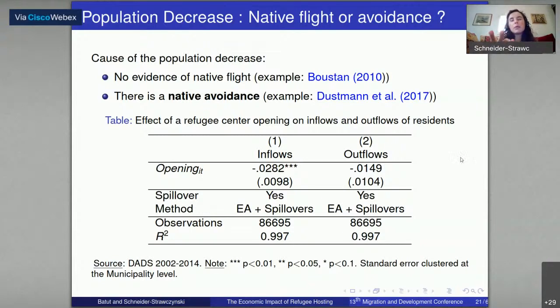And here in that table, you can see that we do not find evidence of an increase in outflows, so we don't have a native flight, but what we have is really a native avoidance effect, with a decrease in inflows of around 2.8%.